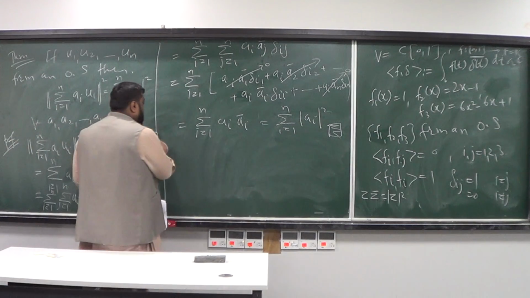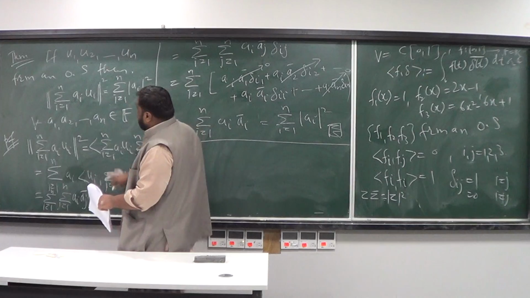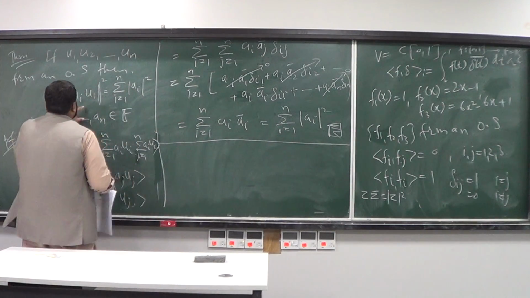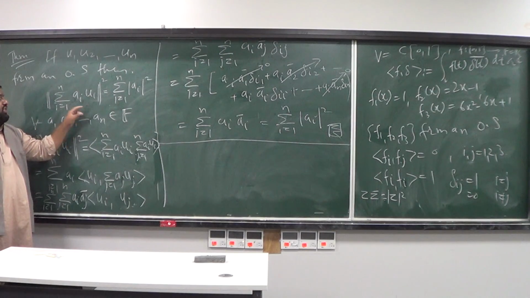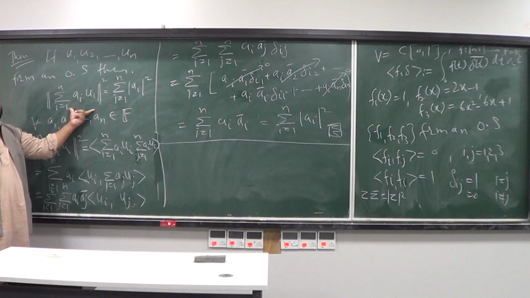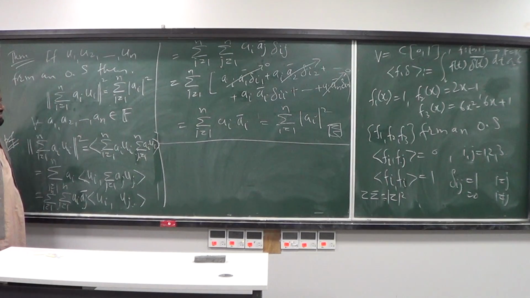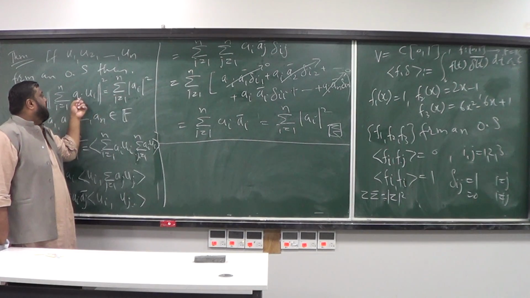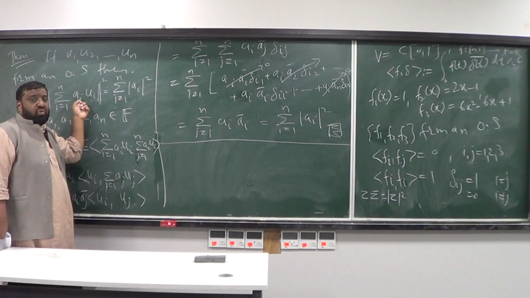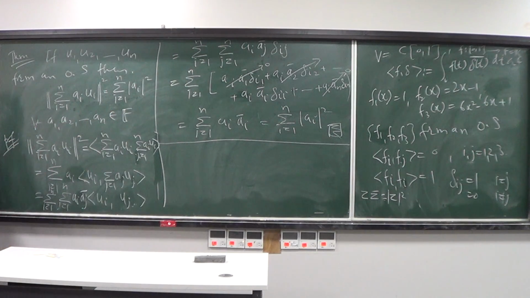Now, the next quick observation. For any orthonormal system, if you have a linear combination of the orthonormal system and you try to compute its magnitude, the magnitude squared of the linear combination would be equal to the sum of the magnitudes of the coefficients squared. Okay, so this is what it says.